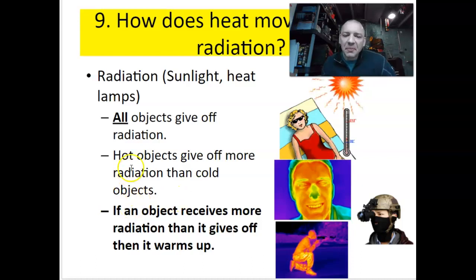So it's kind of fun. So hot objects give off more radiation than cold objects. And if you receive more radiation than you give off, you'll start to warm up. So an example of this, the lady sun tanning out here, she's giving off radiation, but she's getting more radiation from the sun than she's losing through her own infrared radiation, so that tends to heat her up. So we can look at that a little bit.